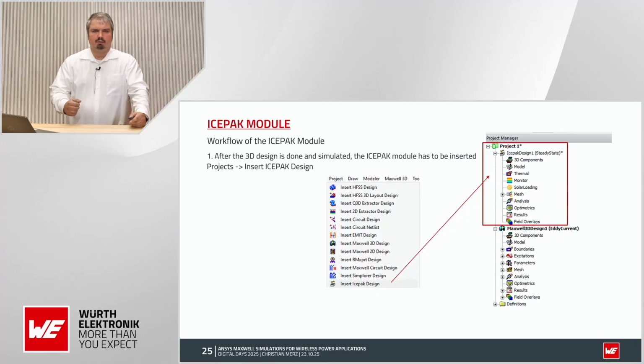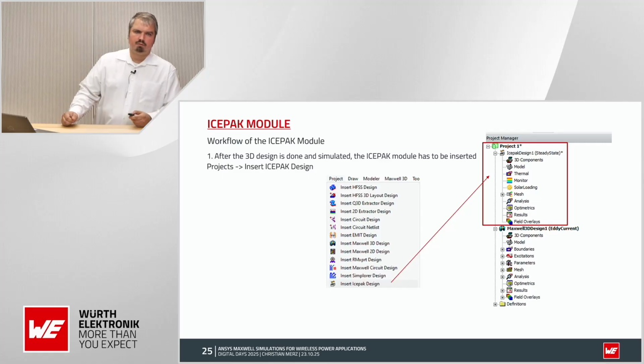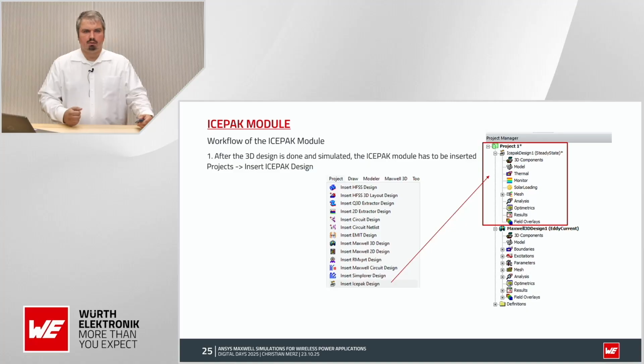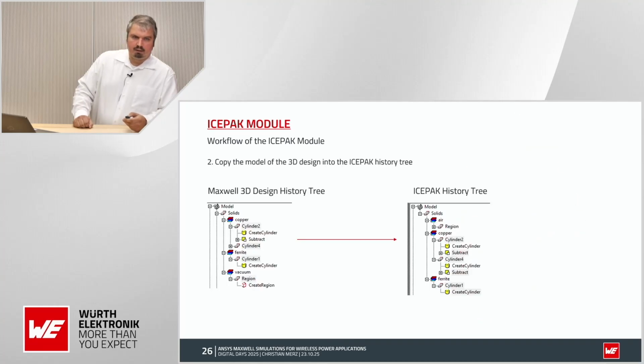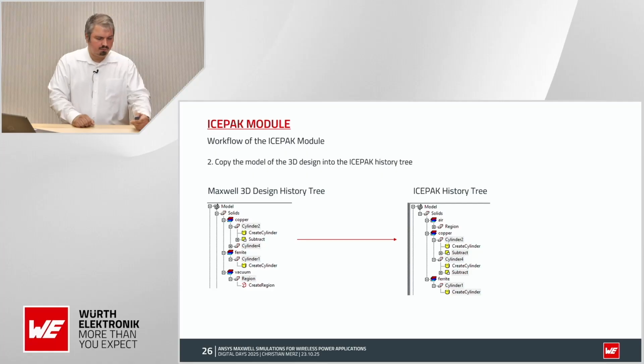Then I'm also interested in a thermal simulation. For this, we have to choose the ICEPAK module, which you can also buy at Ansys. For this, you just have to go to the project and then insert ICEPAK design. And then in your project manager, this tree opens. In the first step, you have to copy the model which you made in Maxwell 3D into the ICEPAK history tree. So you just copy it and paste it there. That is the first step.